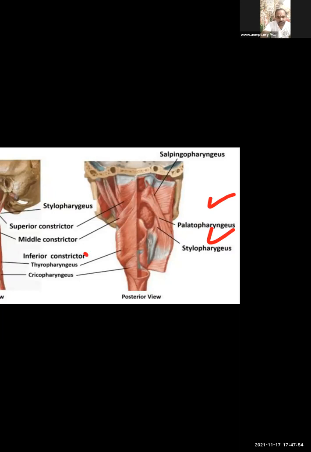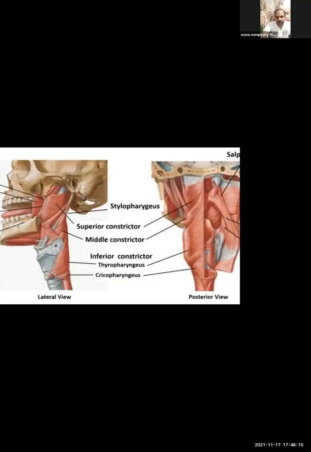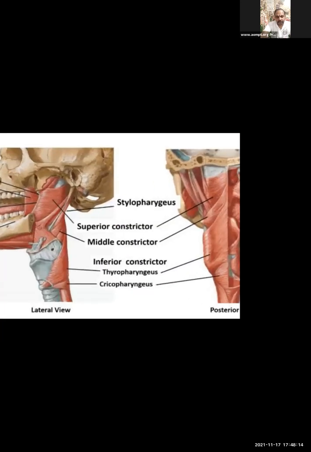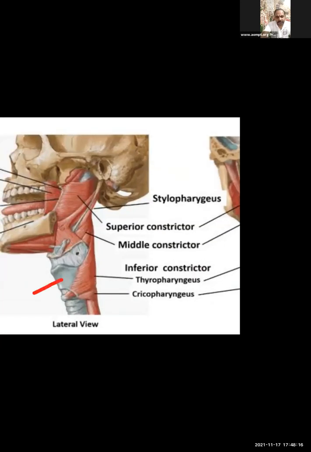You also have to the thyroid and also to the cricoid. The thyroid cartilage is present on both sides of the larynx. I'll show you that picture, the side one. You can see here, this is the cricoid cartilage. So cricopharyngeus, thyropharyngeus, and then the three constrictors of the pharynx: superior, middle, and inferior constrictor.